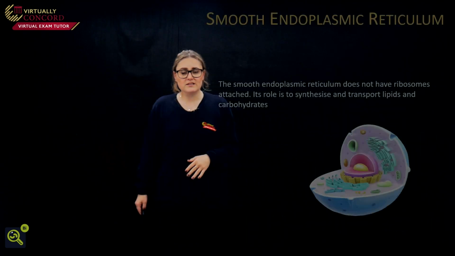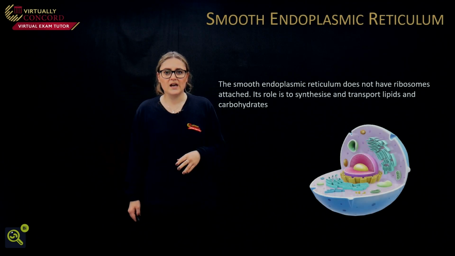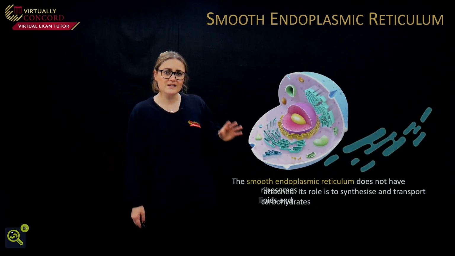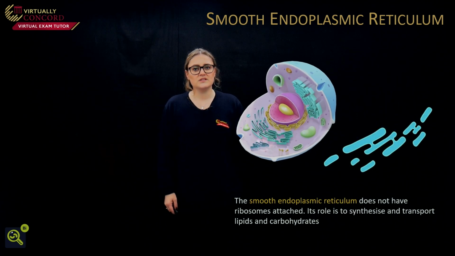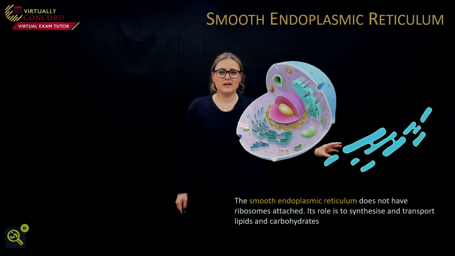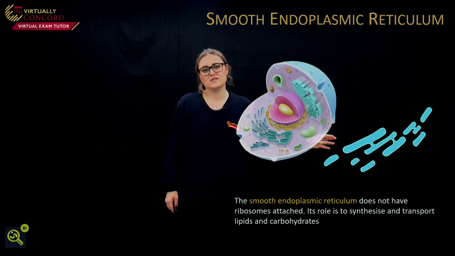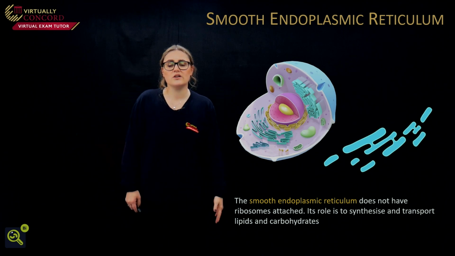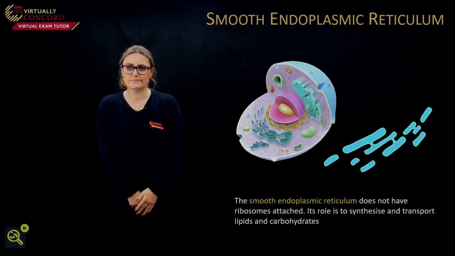The smooth endoplasmic reticulum has a different role, okay? Its role is to synthesize and transport lipids and carbohydrates. So in this cell diagram here, this lighter blue section is our smooth endoplasmic reticulum. As you can see from this diagram over here, it still has the flattened sacs called cisternae, but it doesn't actually have any ribosomes attached, okay? So that is why it's known as the smooth endoplasmic reticulum.